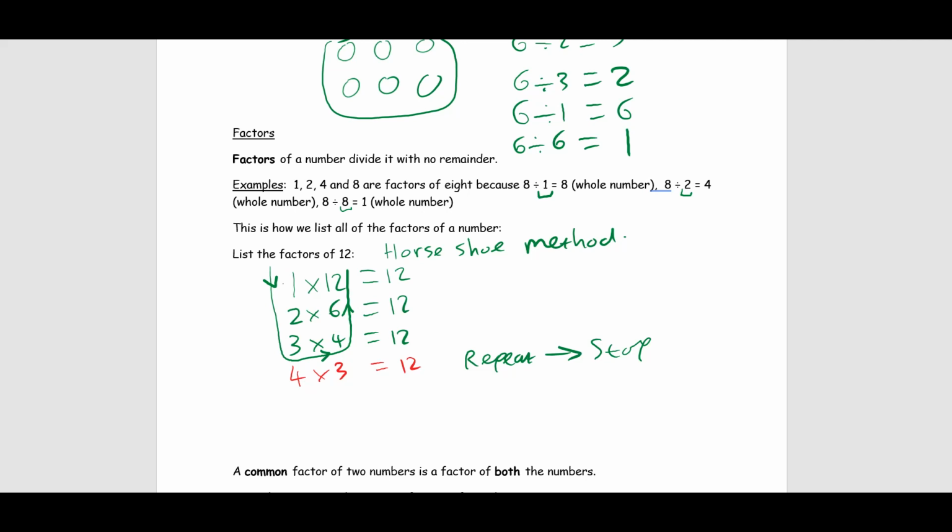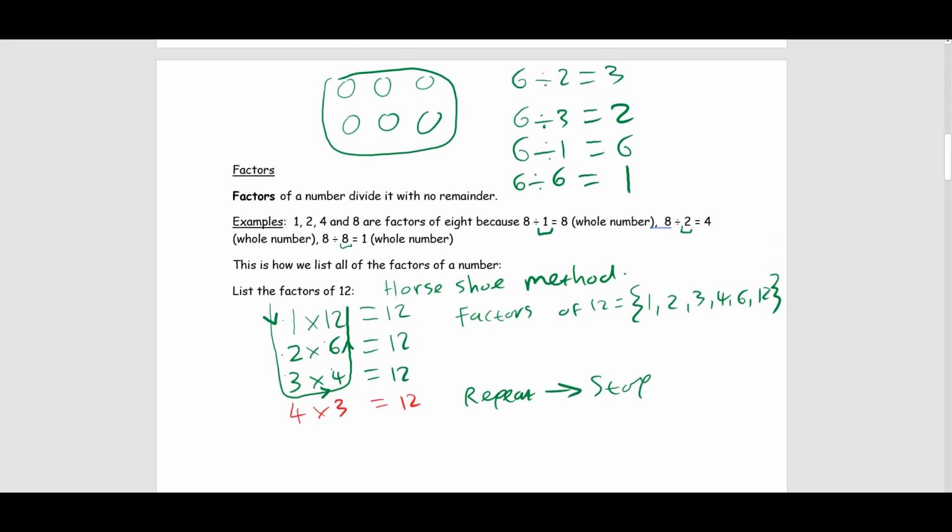We can see the factors are 1, 2, 3, 4, 6, and 12. So we can say the factors of 12 are 1, 2, 3, 4, 6, and 12. Those are all of the numbers which divide 12 exactly. So if we had 12 sweets, we could produce 12 groups of 1. We could produce two groups of 6, or 4 groups of 3, or 3 groups of 4, and so on. So these are the only numbers that divide 12 exactly.